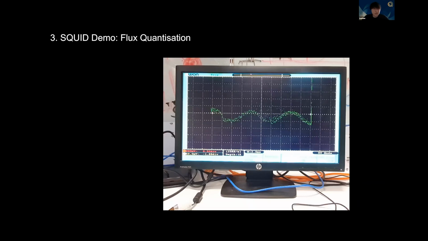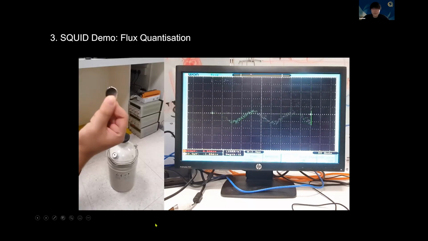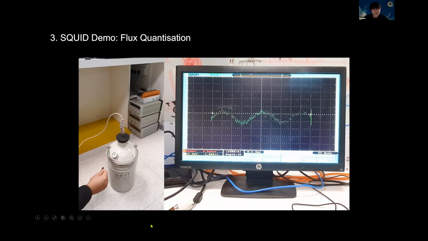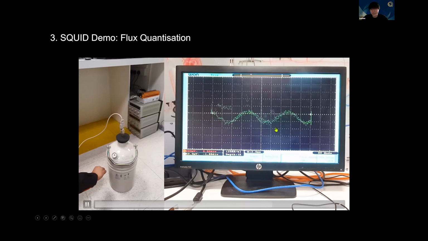Right, so we're going to take a magnet and put it near the SQUID. That's supplying the external flux. I want you to take some time to think about what's going to happen, and in a minute I'll play the video and see if your expectation matches. So we're going to take the magnet and put it near the dewar. And if you look at the graph, it's shifting left and right.